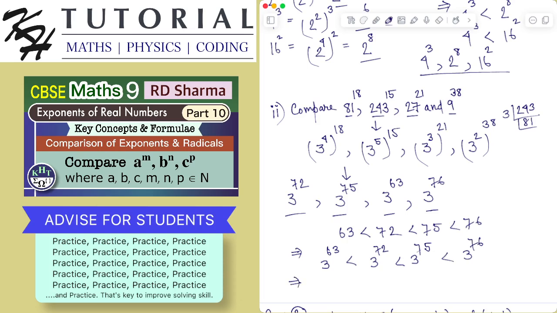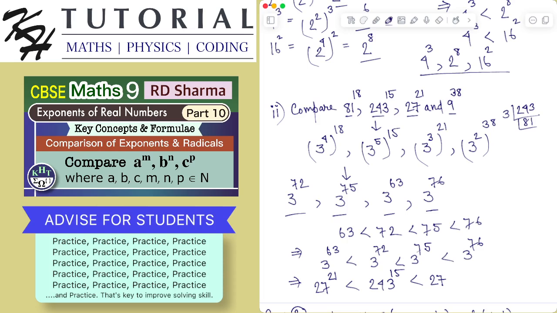So this implies that 3 raised to the power 63 was 27 raised to the power 21. So this will be less than 3 raised to the power 72 was 243 raised to the power 15. 3 raised to the power 75 was 27. No, sorry, I think I am doing some mistake.